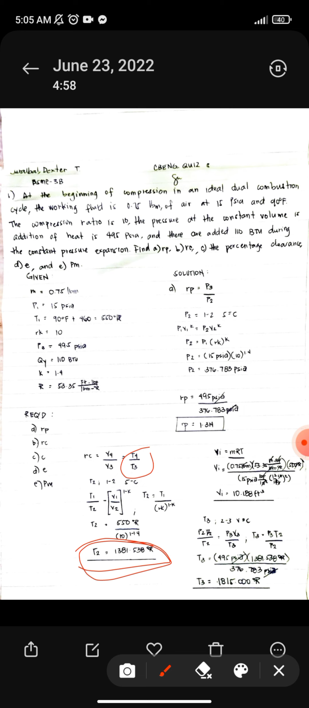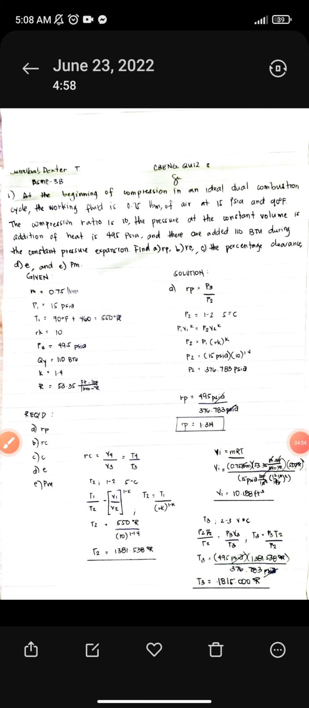So, T3 at 2 to 3 V is equal C. So, P2 V2 over T2 equals to P3 V3 over T3. So cancel lang yung ating V2 and V3. So, yung formula natin is T3 over P3 equals T2 over P2. So, T3 equals to P3 na 495 psia times T2 na 138.538 degree Rankine over P2 na 376.783. So, yung T3 natin is 1815.00 degree Rankine.